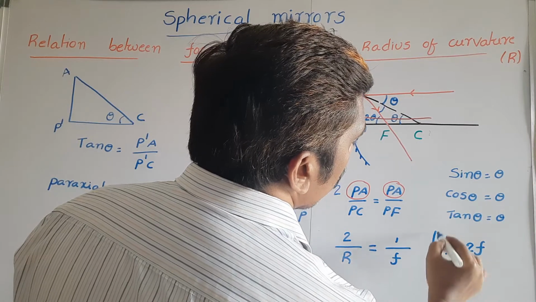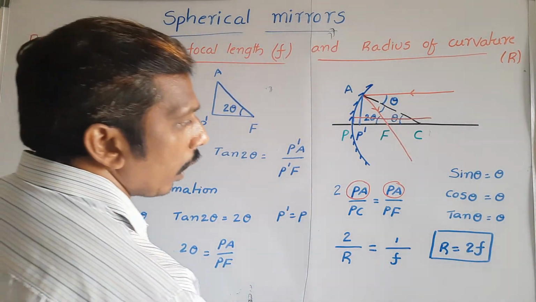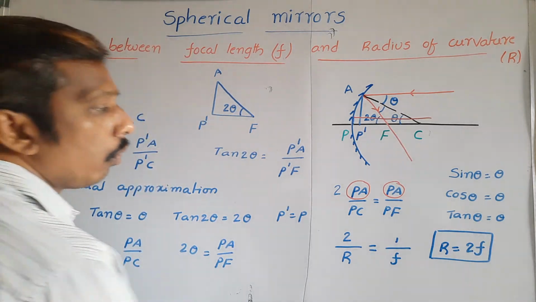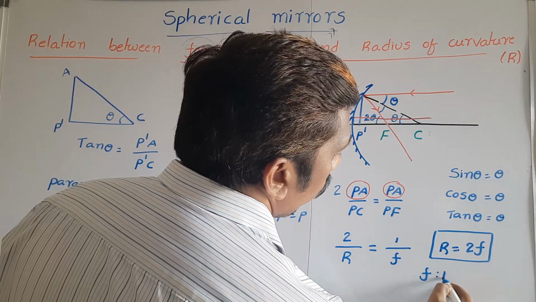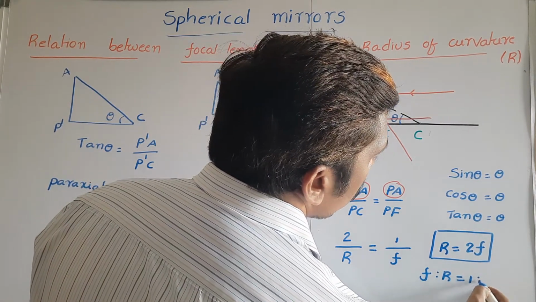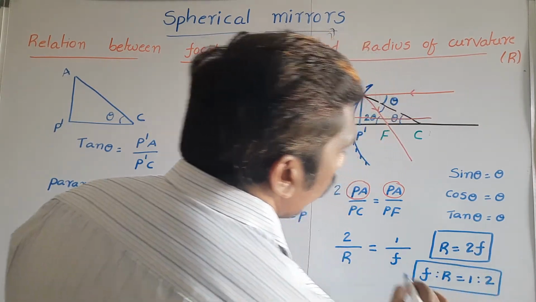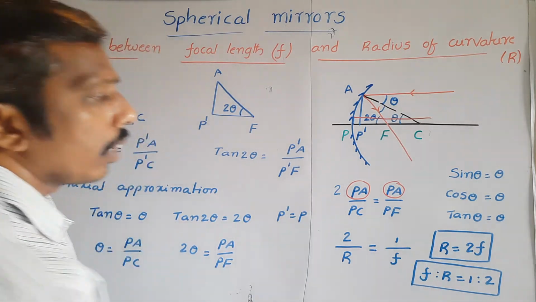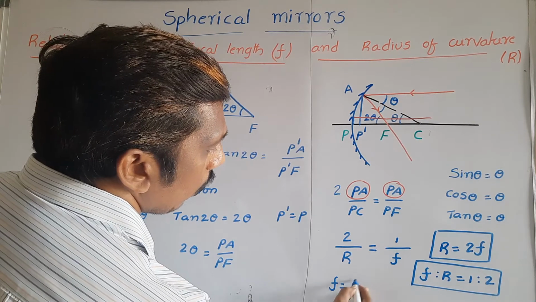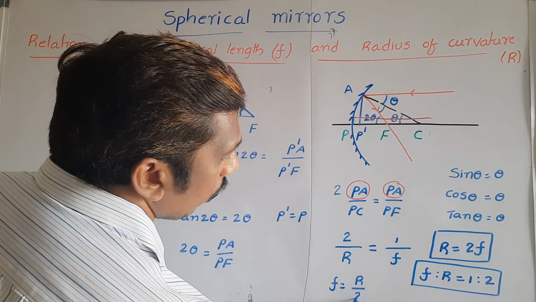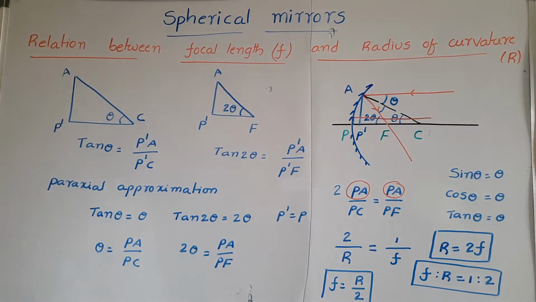Radius of curvature R is equal to 2 times the focal length, or from this we can write the ratio of focal length to radius of curvature, f is to R equal to 1 is to 2. So this is the ratio of focal length to radius of curvature, or radius of curvature R is equal to 2 times the focal length, or we can write focal length f is equal to half of the radius of curvature. So this is the relation between focal length and radius of curvature.